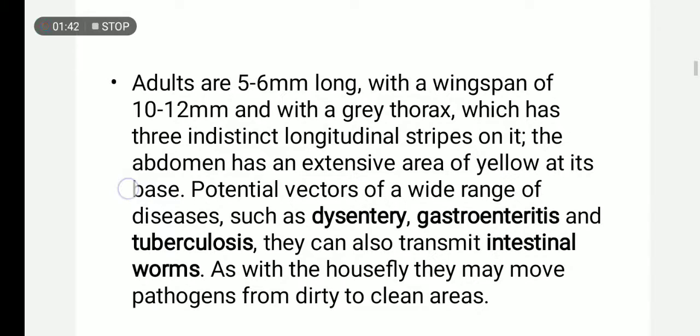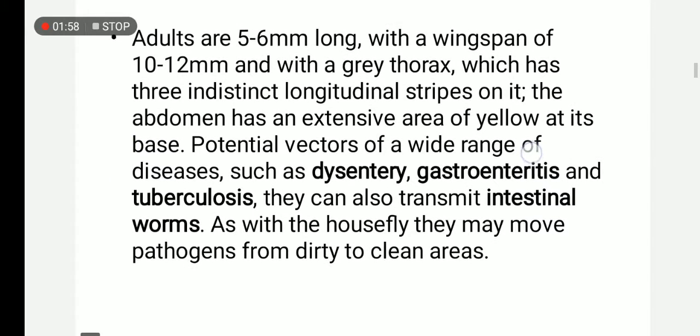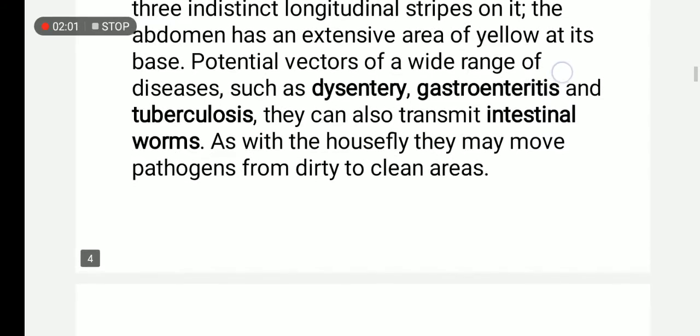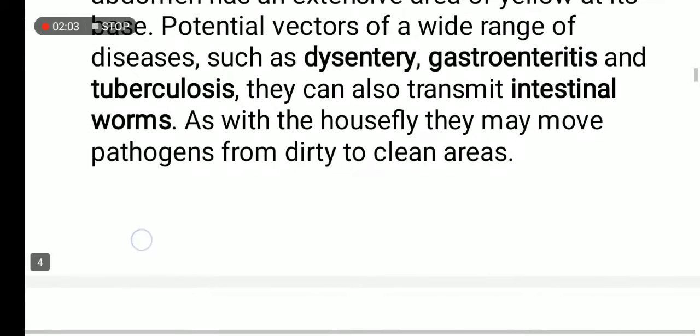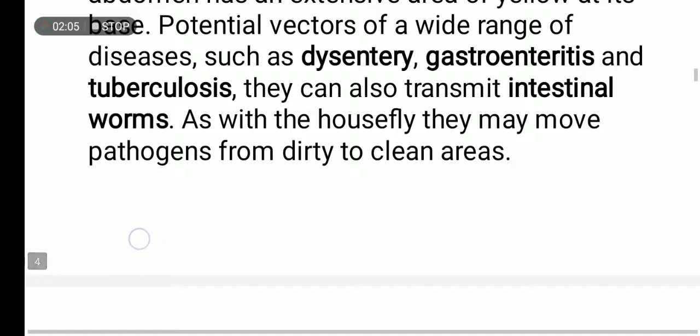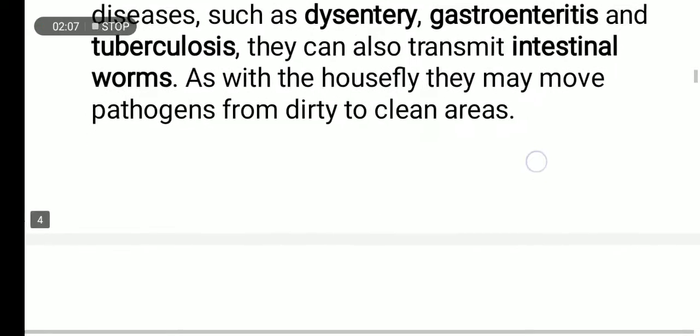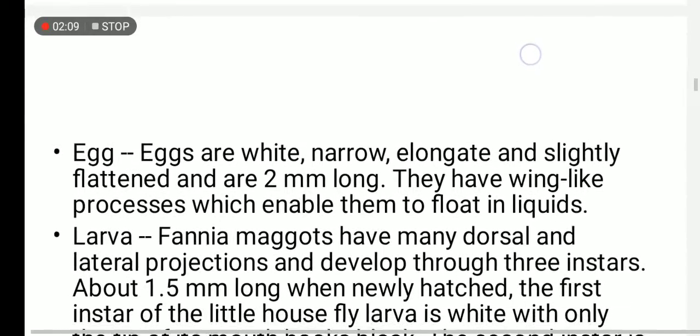They are potential vectors of various diseases such as dysentery, gastroenteritis, and tuberculosis. They also transmit intestinal worms. As with the housefly, they may also move pathogens from dirty to clean areas. So these are the vectors of various diseases, because they spread pathogens from one area to another.